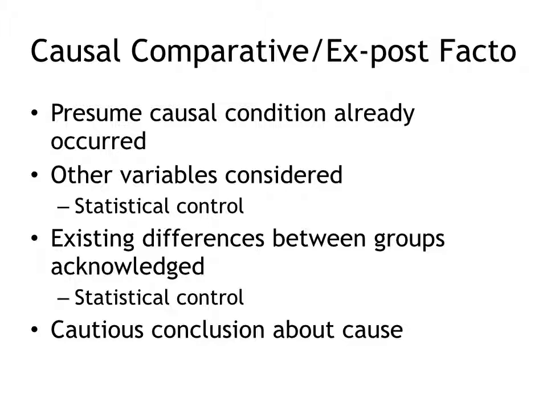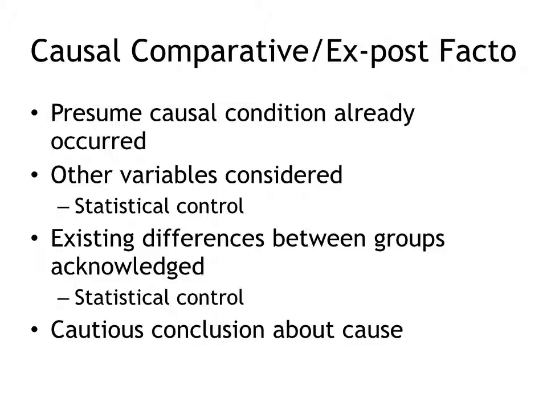If there's not, you're fine, you're good to go. You can say the two groups are pretty well equivalent. But if there is, then you have to statistically control and remove the effects of the one group doing better on the pretest than the other group did.